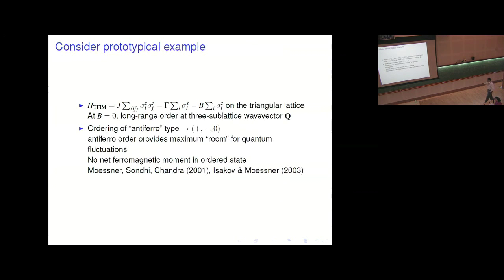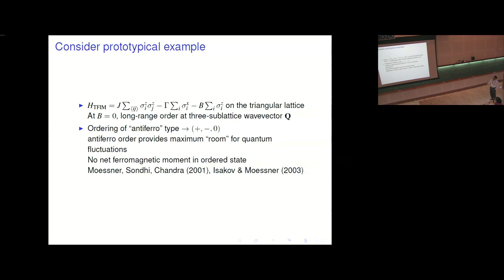So let's go with this prototypical example of the effects of frustration. You have this Ising model and it has this incipient long-range order, and you can get genuine long-range order by all sorts of small perturbations. The simplest small perturbation you can imagine adding is just a transverse field, a field in the x direction if the exchange interactions or the easy axis is in the z.